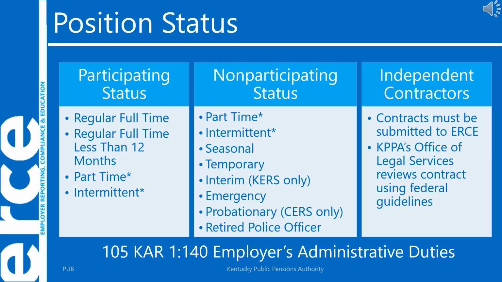Most participating employees contribute employee contributions and service credit to a retirement account, allowing them to retire and draw benefits when eligible. The exception to that are re-employed retirees, and more information on this type of personnel is available in the next training video. The positions in non-participating status start off with that of part-time and intermittent. These positions can be non-participating if the employee does not work an average of 100 hours per month over the fiscal or calendar year, which can be confusing. For assistance with your part-time and intermittent employees, you may contact your ERCE representative.